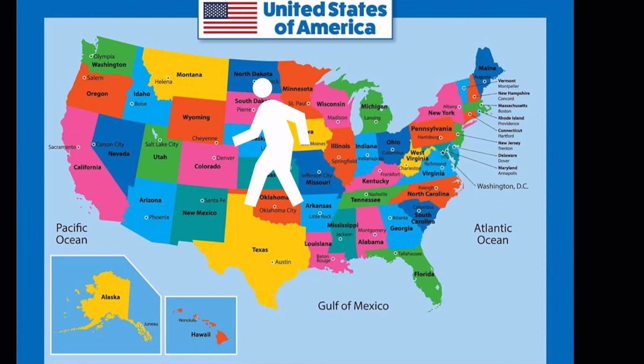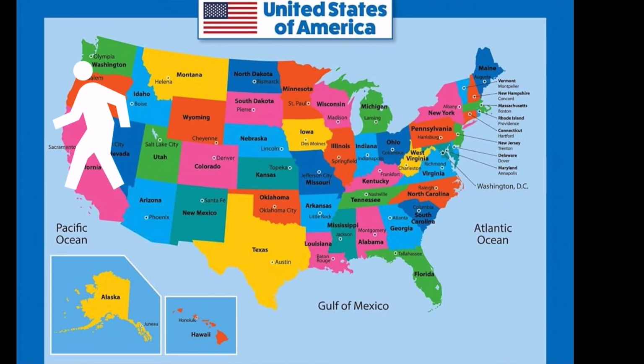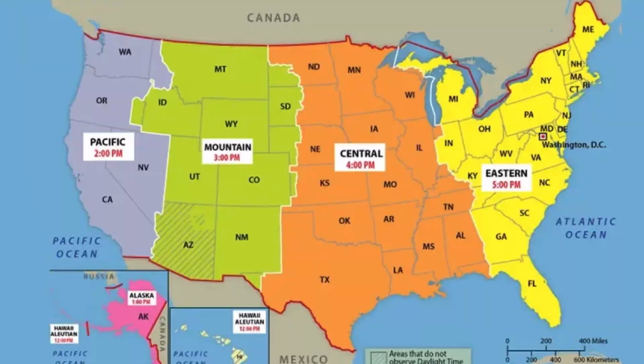Imagine you are taking a road trip across the USA from the east coast to the west coast. As we travel, you will notice something interesting. The time on our clocks changes. That's because the United States is so big that it spans across multiple time zones.